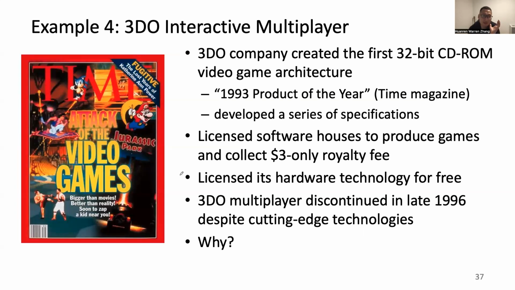But none of you, I don't think, have ever heard of a 3DO Interactive company, because even though it's named the product of the year back in 1993, it's actually discontinued in late 1996, despite its cutting edge technology. Why is this the case? Right. So here again, it can be understood using a coordination game.